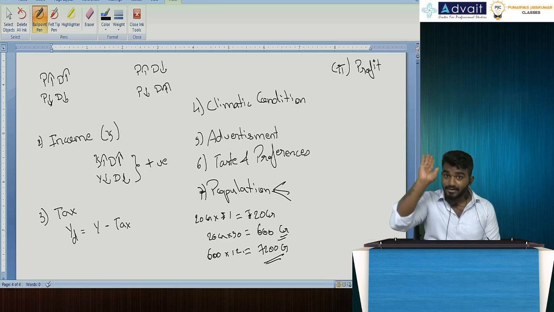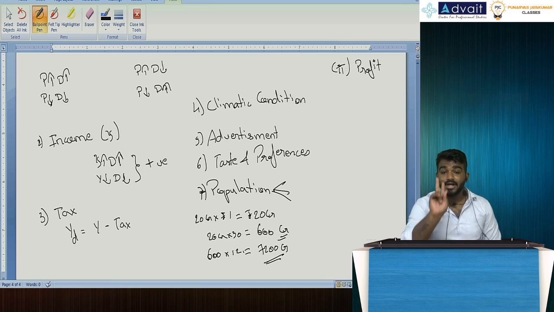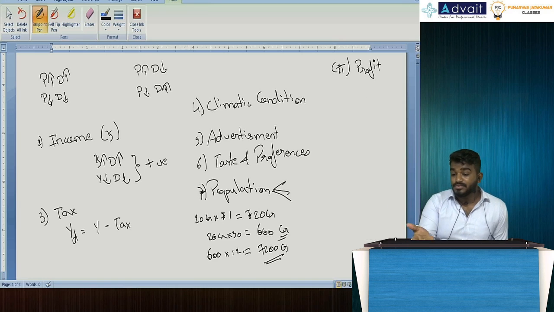Not even my 100 crore Indian population, only 20% out of 100 crore. 7,200 crore turnover. That is the power of population. Whenever the population is very high, the demanding capacity will also be very high. That is the reason, next to China, India is the second largest populated country in the world.